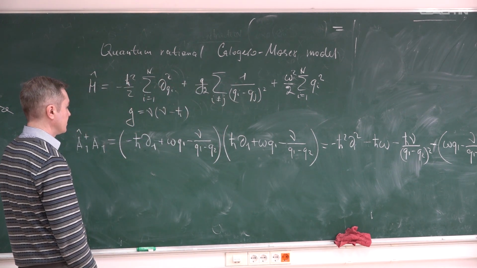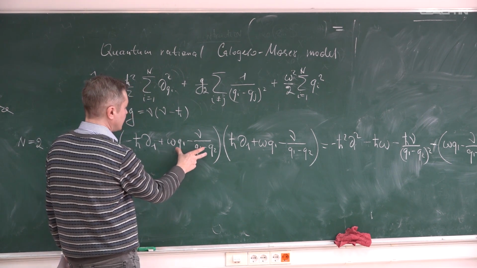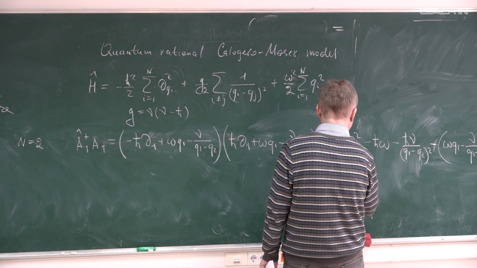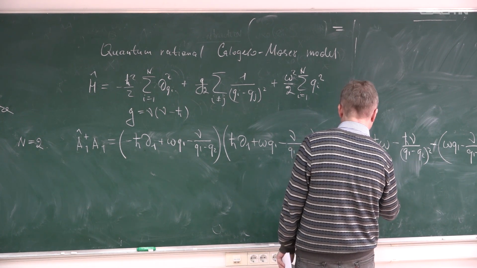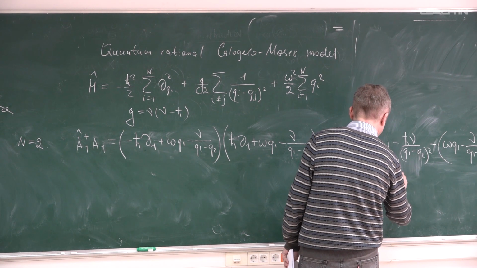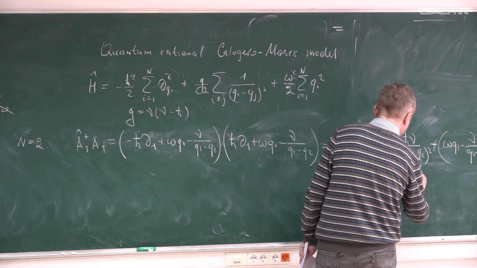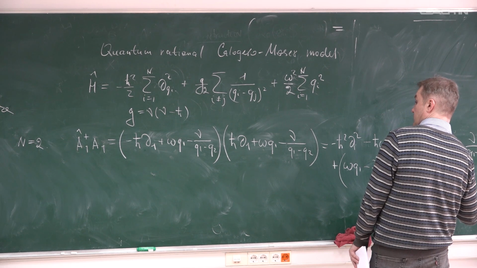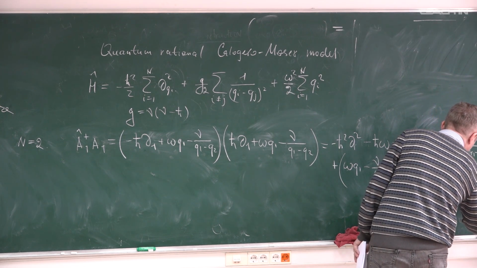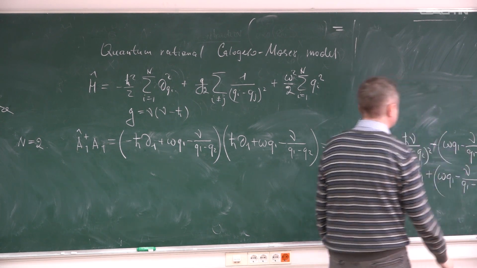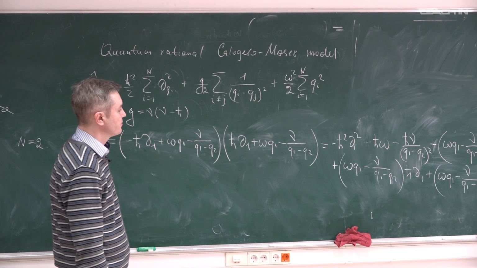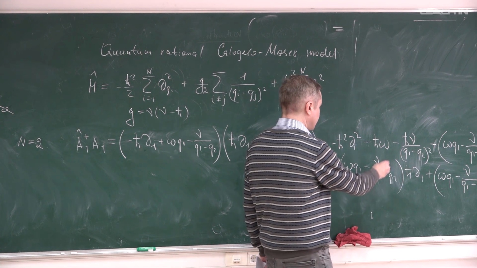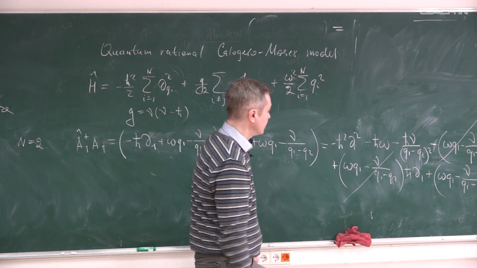And we also finally have this function multiplied by all these brackets. So we also have plus omega q1 minus nu over q1 minus q2 multiplied by h d1, and plus omega q1 minus nu over q1 minus q2 squared. So this is the answer, yes. And we may slightly simplify it. What we see is that these brackets cancel out.